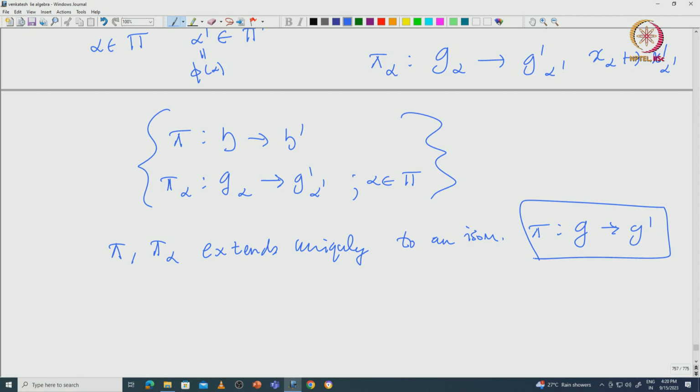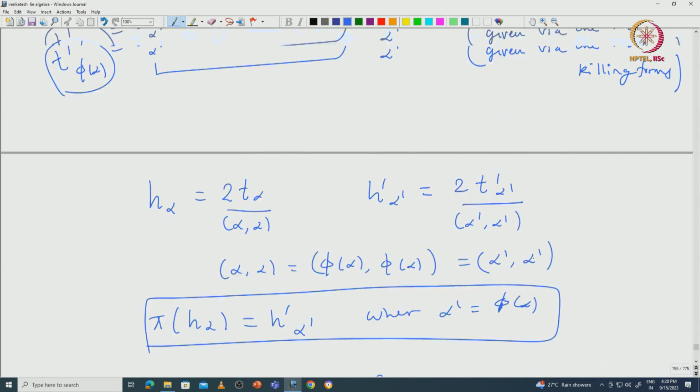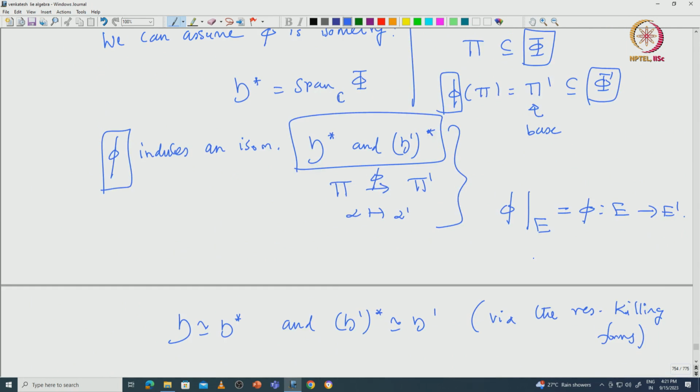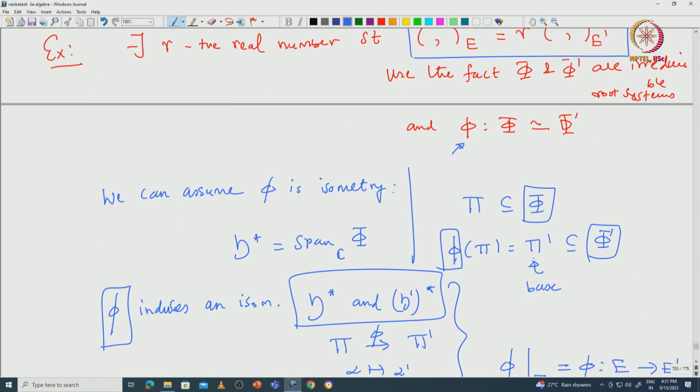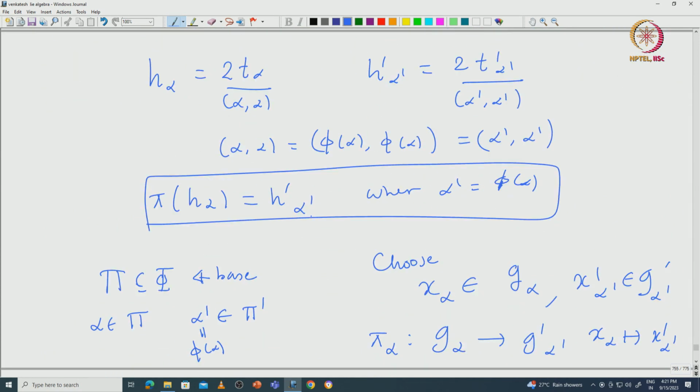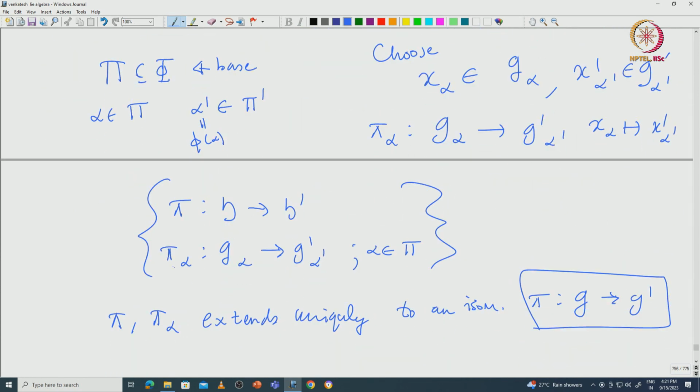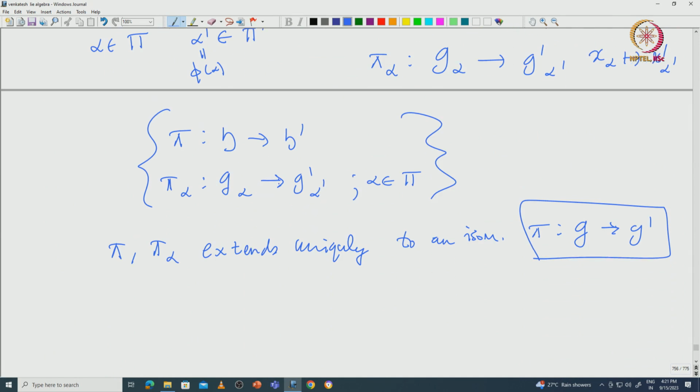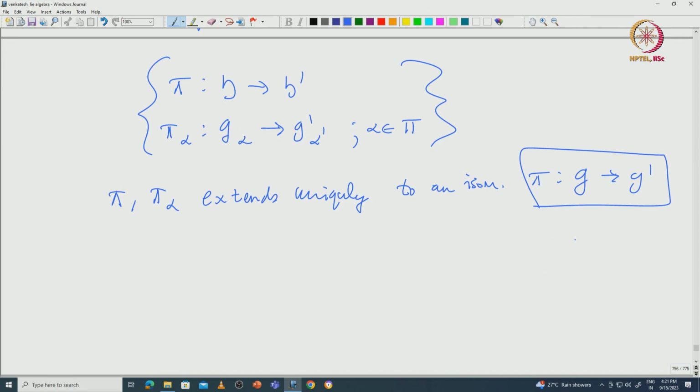Okay. So, indeed it proves that you started with an isomorphism of these root spaces. Then from this isomorphism, we immediately got an isomorphism of Cartan subalgebras. Then from that isomorphism, we have chosen these pi alpha isomorphisms. Then using this data, we are saying that one can get a unique isomorphism of G onto G dash. So, that proves our result.